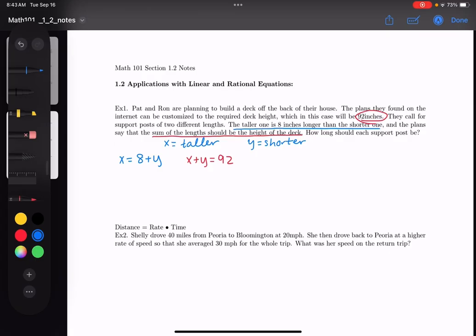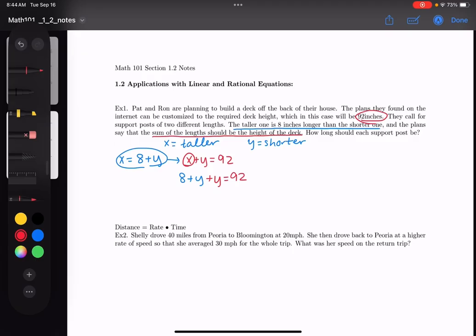So in order to solve this, I really don't want x and y. I want an equation that just has one variable. So what I can do is take this one and substitute it in for this x. So instead of x, I'll put 8 plus y. And then I still have this plus y equals 92. So all I did was get rid of this x right here and write it as 8 plus y instead.